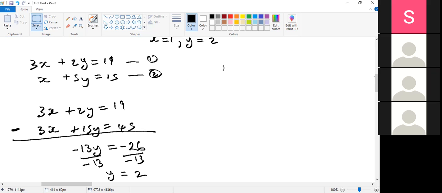So here now we have y equals 2. All we have to do now is substitute. Let me change this. Just substitute y equals 2 into any one of the equations. I usually look for the easiest one to substitute in.